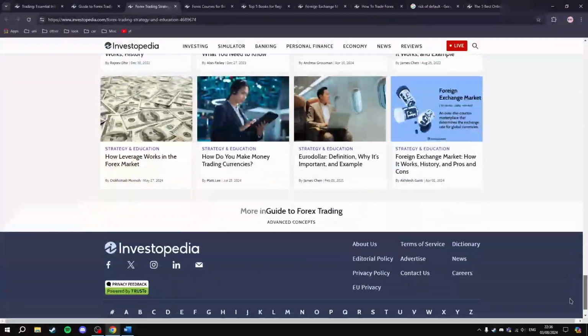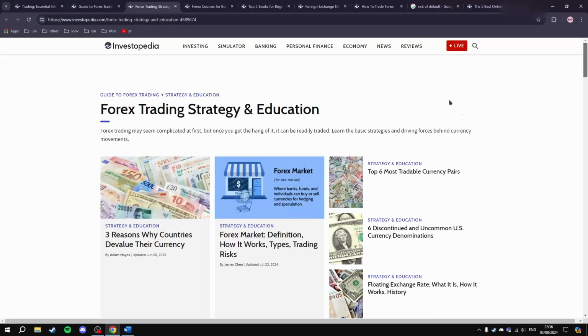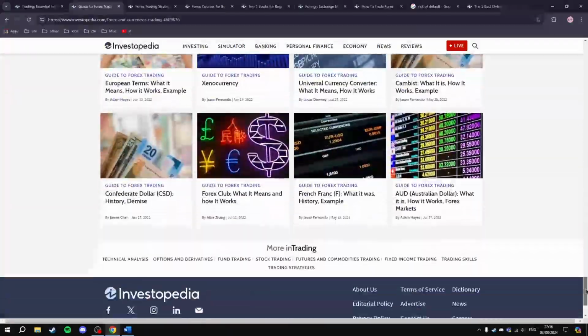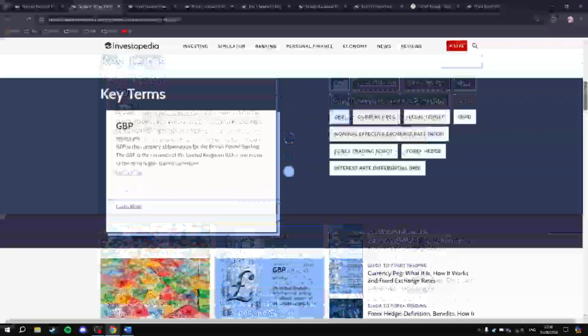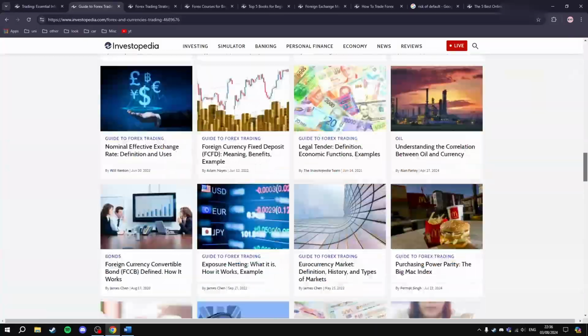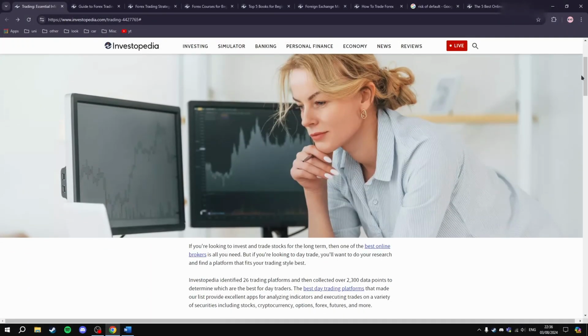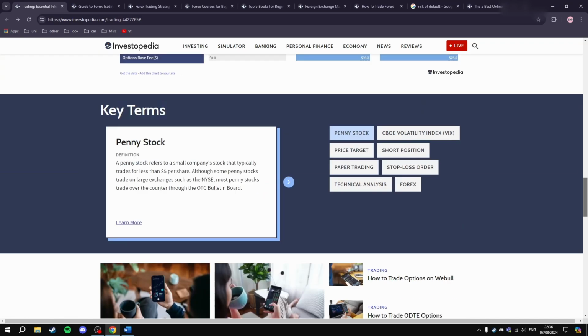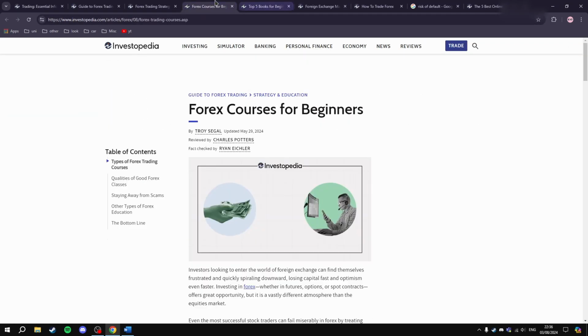So we'll pick up all the useful articles within this section, and then after we've done this section, we can move on to the advanced concepts, and then do the same thing as we did for the strategy and education section, which is find all the useful articles. And then we'll know that we've gone through all the useful stuff within the guide to Forex trading section, and then we can move up to the trading section and see if there are any other useful sections within this one that we can pick up more useful articles on. So start small and then work outwards into the bigger sections. Okay, cool.